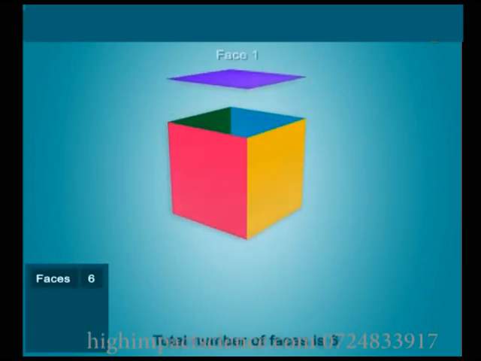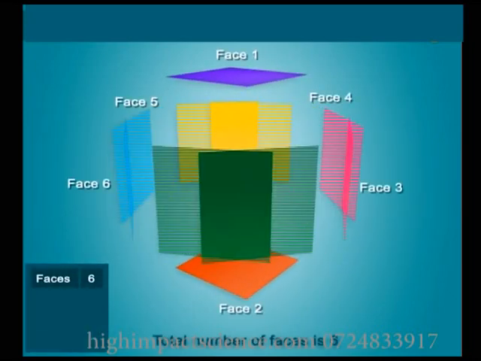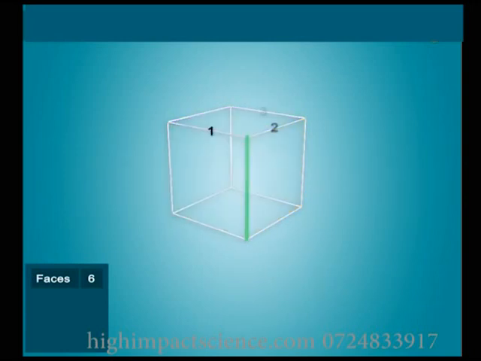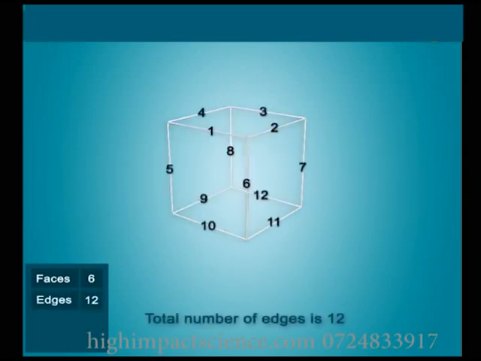This figure has 6 faces. All are equal, and the figure is called a cube. The line segments where 2 faces meet are called edges. This cube has 12 edges.